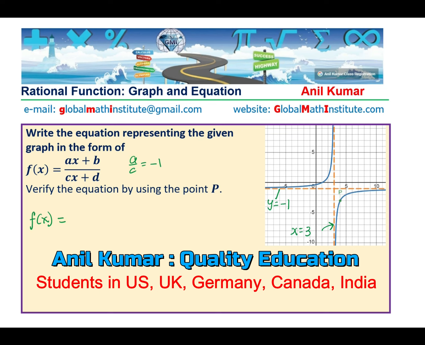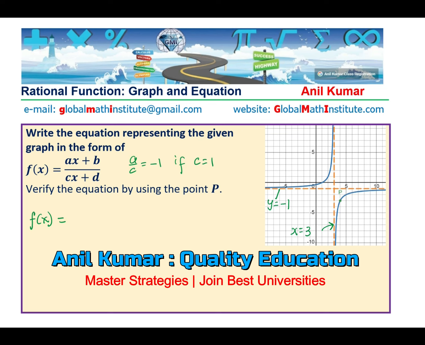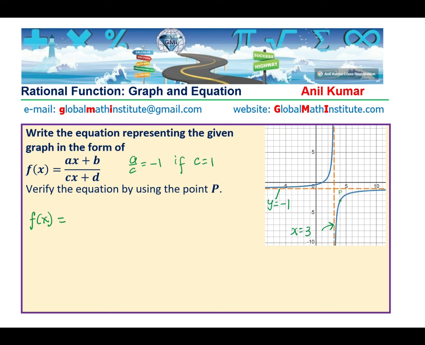So if I take c as 1, right? If c equals 1, then what happens? In that case, we have x plus d, and we want this value to be 0 for 3. That means I could write this value as x minus 3. Makes sense? And here I can write it as minus x plus b. Makes sense? So just by analyzing these 2 points, we are able to write down a fruitful equation.